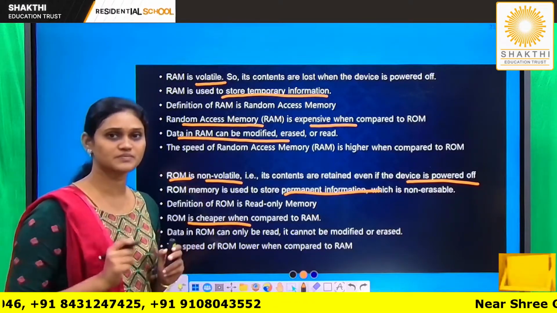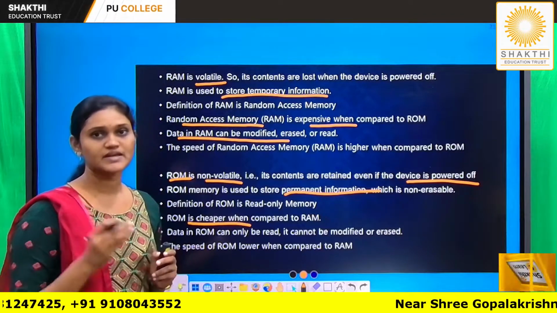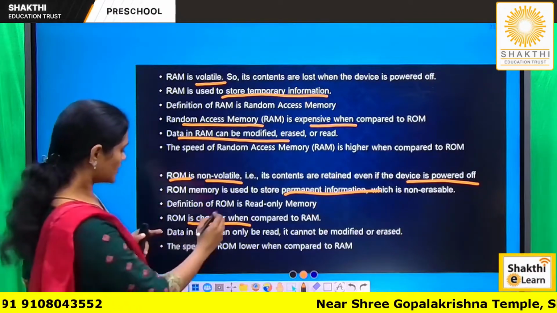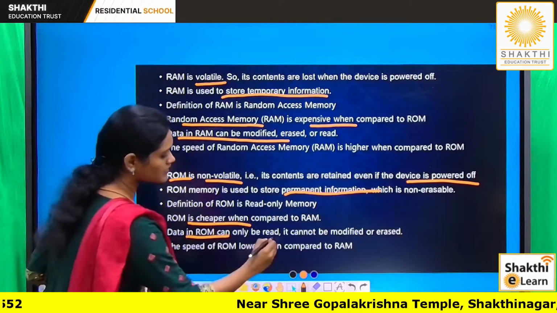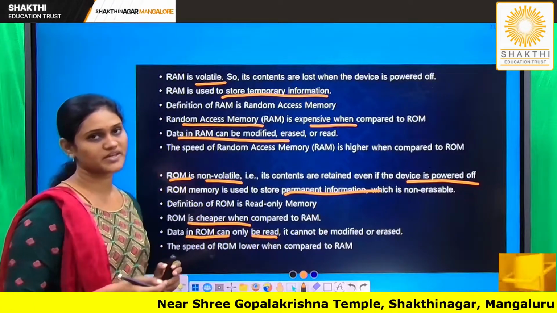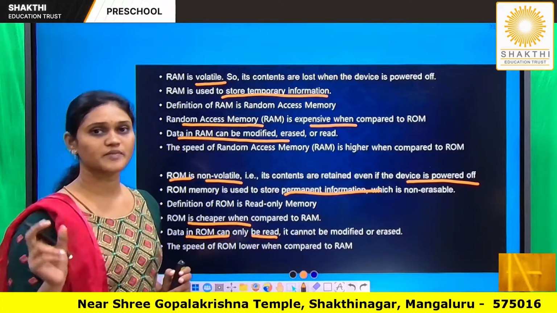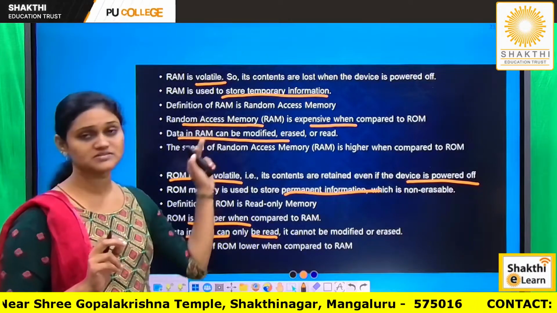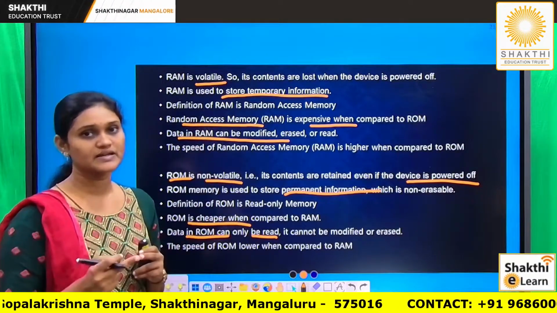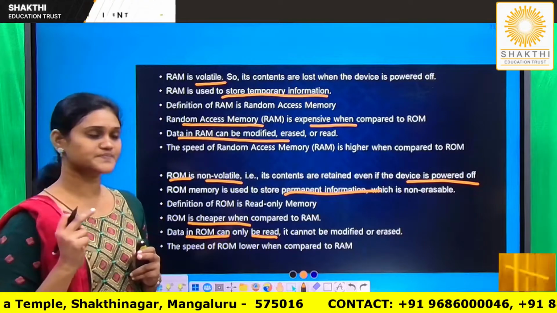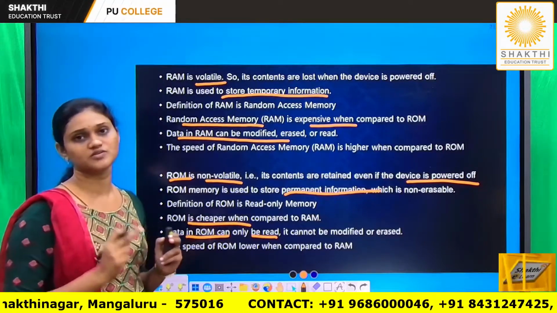So, what does it mean? You can't modify the data in ROM. So, data in ROM can be only read. From the name itself, you can make out read-only memory. Whereas this is random access memory, where the data can be read as well as modified. Whereas in ROM, you cannot do it.